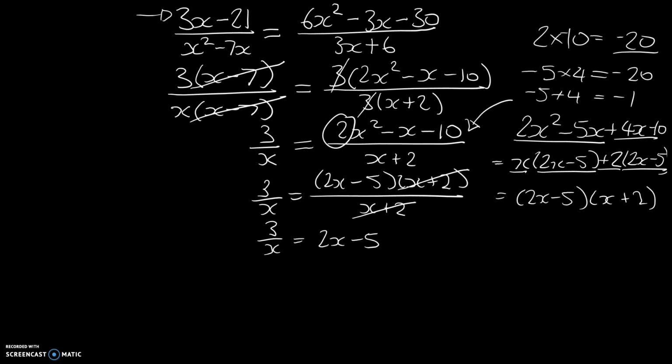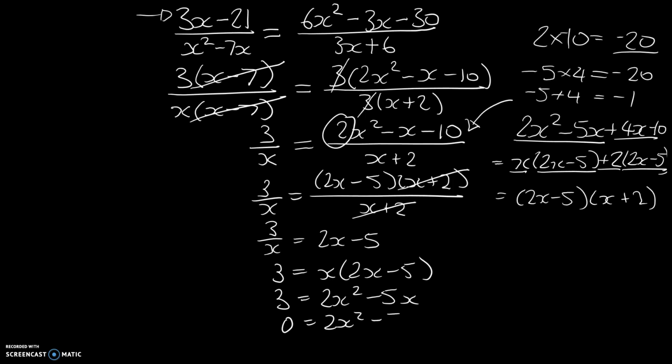For me, the starting point is we need to get rid of that divided by x. So 3 is going to be equal to x times 2x minus 5. If we expand that, it becomes 2x squared minus 5x. 0 is going to be equal to 2x squared minus 5x minus 3. And down the bottom here, we've got yet another quadratic. So to solve this, we're going to need to factorize again, and that is going to reveal possibly two answers to our original equation. So let's have a look.